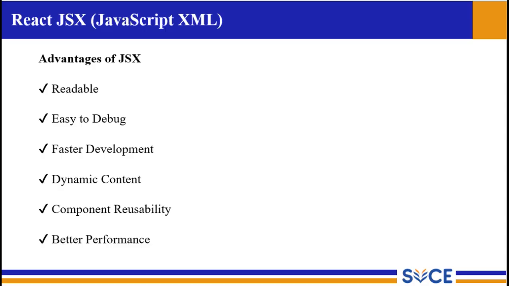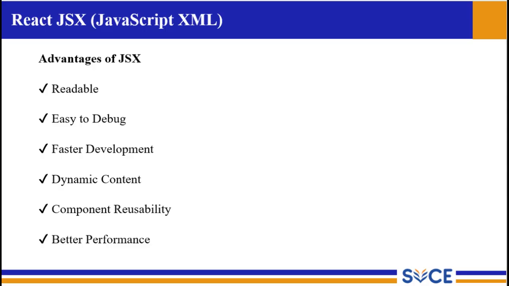Even a beginner who has basic knowledge of HTML can quickly understand JSX because it uses familiar tags such as headings, paragraphs, buttons, forms, tables, and images. Compare this with writing the same interface using multiple function calls.